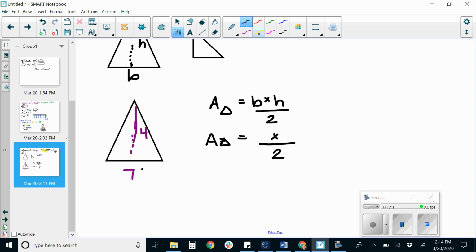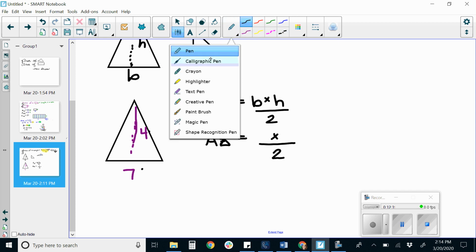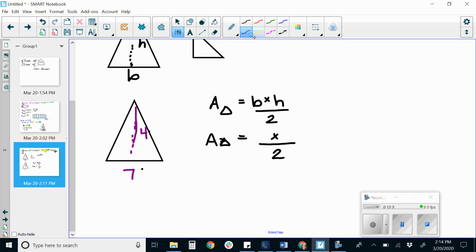We're going to color code again. So our base is going to be purple and our height is going to be green. So we need to look over here. Which one of these is our base? Base means bottom. So this is our base. So where the B is, we're going to write that there. And we need our height. 4 is our height. So we're going to put that in there.